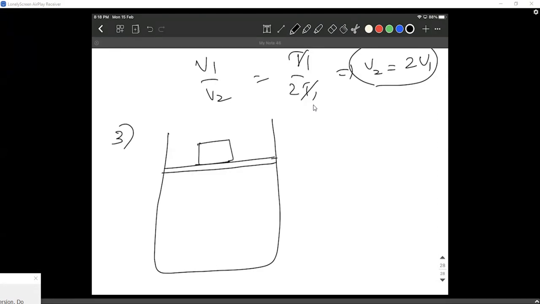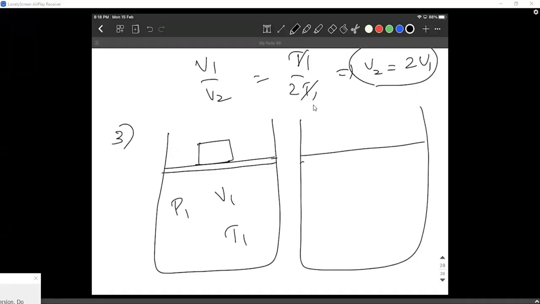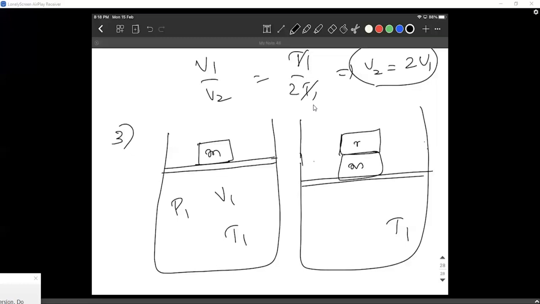So there is this container, initially P1, V1, T1. I'm saying the temperature was maintained constant. Like I will mention that the temperature is constant, nothing was changed. But I increased the weight to 2 blocks. Initially it was M. I will even mention the weight also, M. And the plate's area is also mentioned, A. So what happens to volume and what happens to other things?